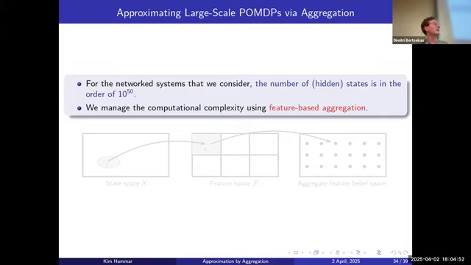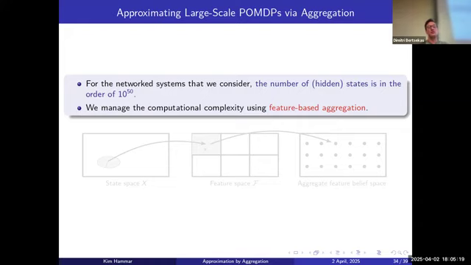So to tackle this high computational complexity, we use a version of the general aggregation that we discussed earlier. And in particular, we use a form of feature-based aggregation. So the main issue we have is that since the state space is so large, it could be 10 to the power of 50, for example, the belief space has such a high dimension that it's really impractical to work with, and it's impractical to even discretize it.